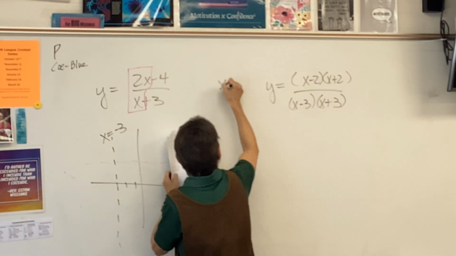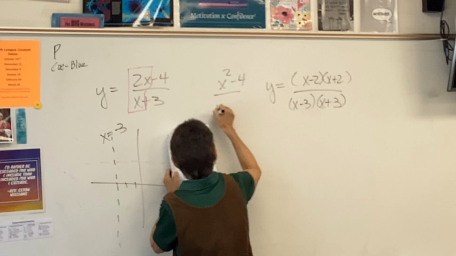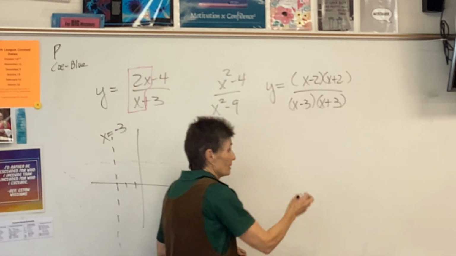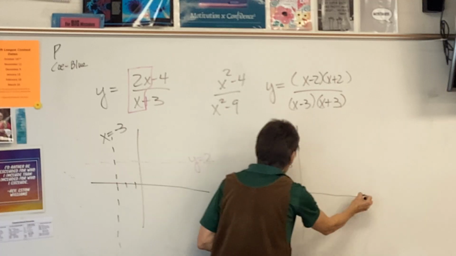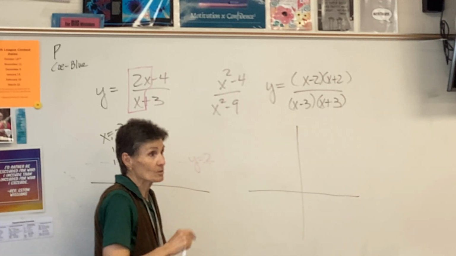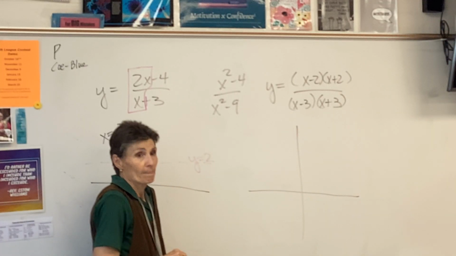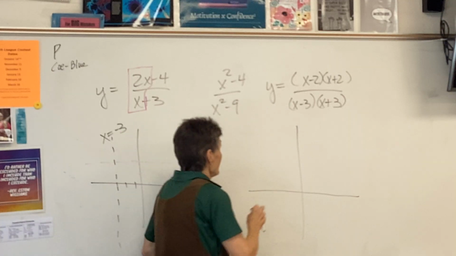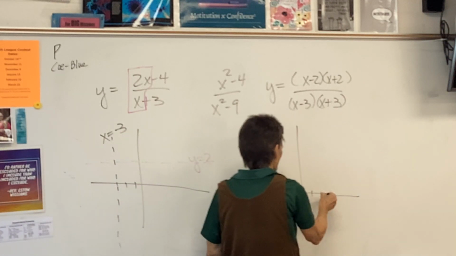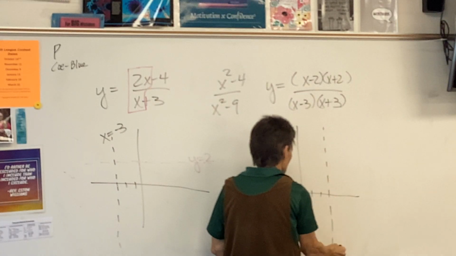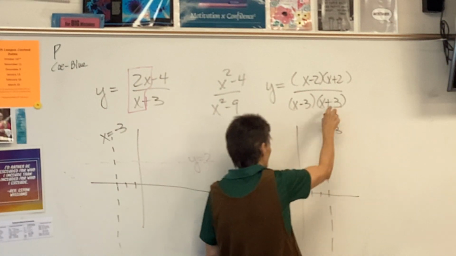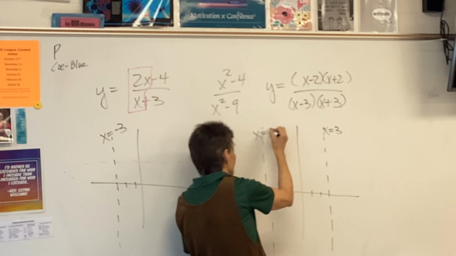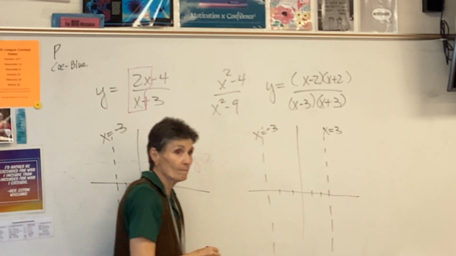Alright, and I'm gonna write the original problem over here on the side. Okay, so what does that tell me? There are no holes, nothing canceled, and you have 2 vertical asymptotes: a vertical asymptote at 3, and a vertical asymptote at -3. Alright, everybody okay so far?